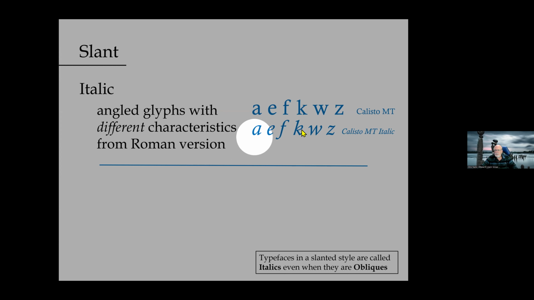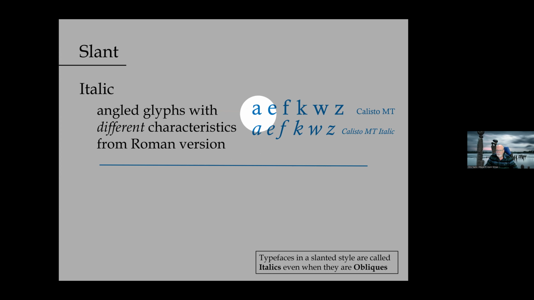You can also have obliques, which basically just look like they've been shoved over sideways. They share the same characteristics as the Roman version. Now, when you're actually talking about a given typeface and you're picking up Arial, or say Arial and Arial italic, it's called italic even though it's really an oblique. They don't have a true italic, but they still refer to it that way.